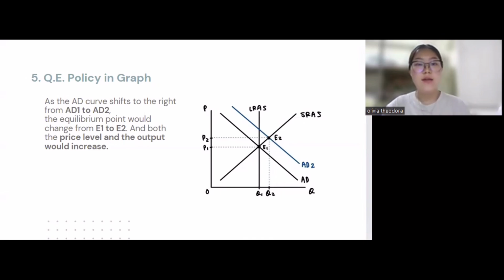As the short-run aggregate supply curve and the long-run aggregate supply curve stay the same, the equilibrium point would change from E1 to E2. And as the equilibrium point changes to E2, we can see that both the price level and the output would increase, from P1 to P2 and Q1 to Q2. So in conclusion, the graph here shows how quantitative easing policy increases aggregate demand, making the equilibrium point of the economy change, hence increasing the overall price and output of the economy.